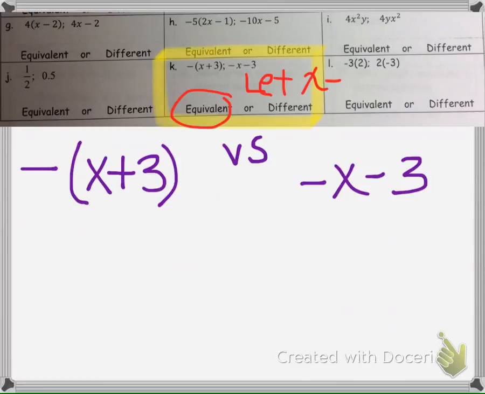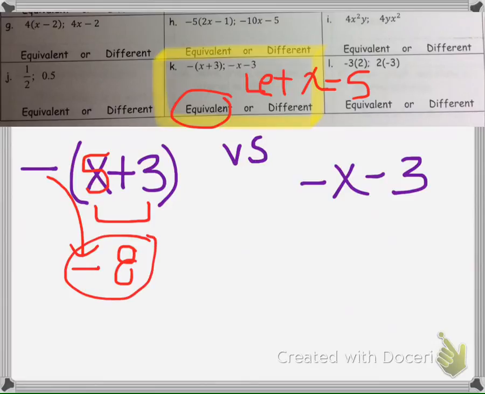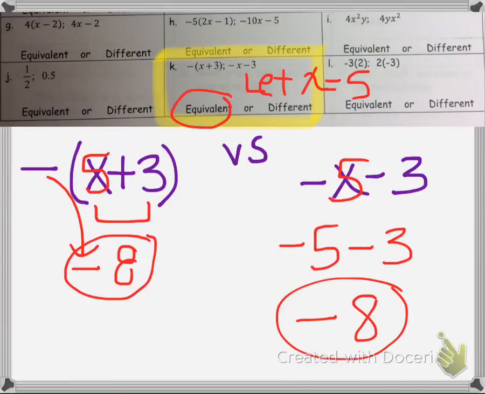Alright, another way to show that they are equivalent is pick a random number for x. So I'm going to have x be 5. So I'm going to put a 5 here, parentheses first, so 5 plus 3 is 8, and then we bring down the negative, so we get -8 here. If I plug in the 5 here, we'd have -5 minus 3, which is also -8. So they are equivalent expressions.